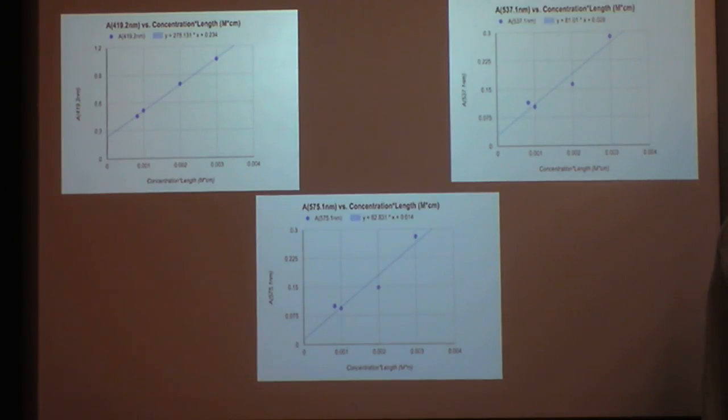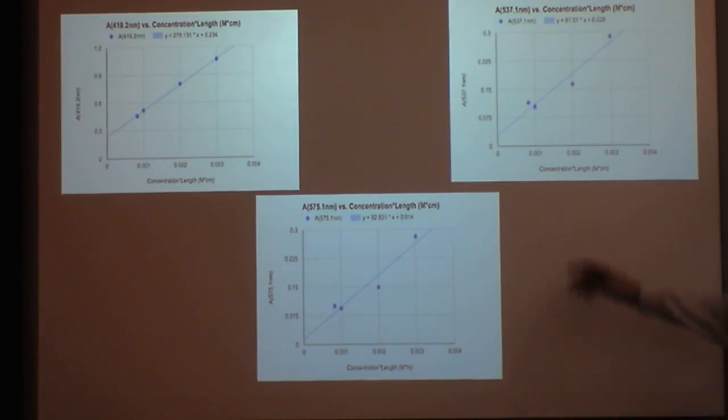Yes. In these graphs, are you varying length or concentration? We are varying concentration. And sorry, the length was constant. The length also happens to just be 1 because that's the distance of the cuvette. And interestingly, the length is in centimeters, not meters.